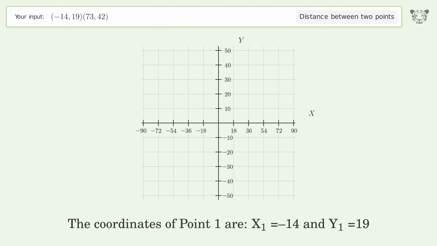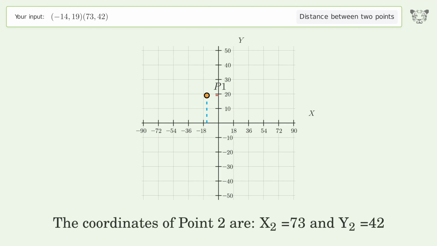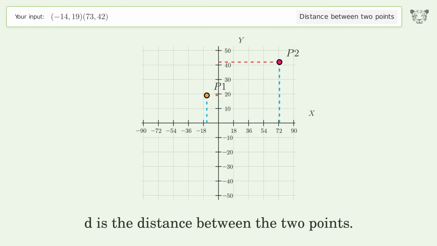The coordinates of point 1 are x1 equals -14 and y1 equals 19. The coordinates of point 2 are x2 equals 73 and y2 equals 42. D is the distance between the 2 points.